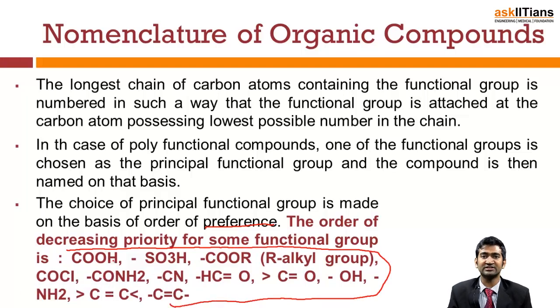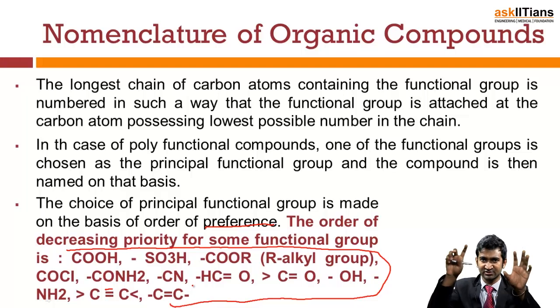It says your COOH comes first, then your SO3H, then COOR, COCl, CONH2, then cyanide, then aldehyde, ketone, then your alcohol, then your amine, then your carbon-carbon double bond and carbon-carbon triple bond. This is the series of decreasing priority. So always you have to search first for all the functional groups, then priority wise you have to name it.